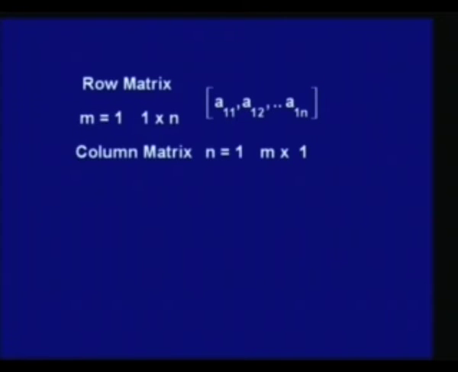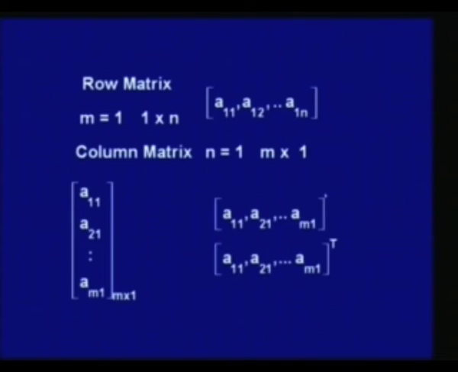The column matrix has one column only. So, N is equal to 1. The order of the matrix is M by 1 and this is how a column matrix will look like: A11, A21, AM1, and we say it is of order M by 1. To save space, some authors represent the column matrix as this. Here we have a dash or sometimes we denote it by T. Later on we will see more about this.